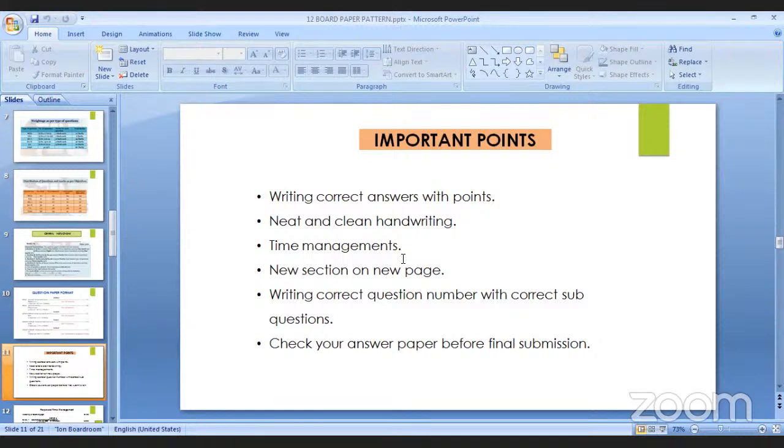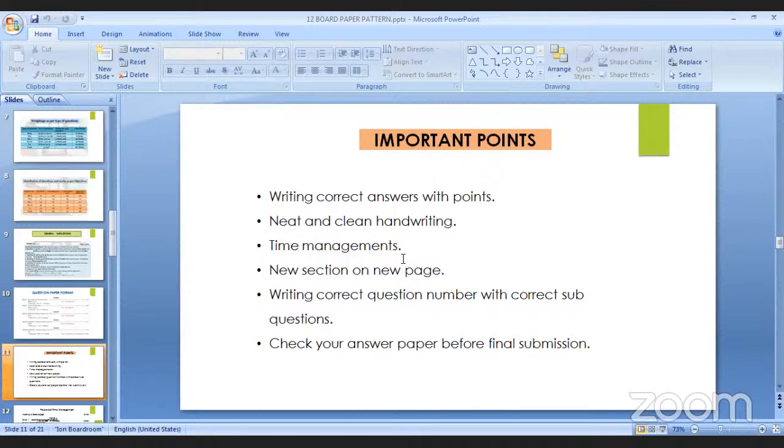So what I suggest is, when you go into the examination hall, they will give you your answer paper 20 minutes before. On the answer paper, you have to write everything properly. Whatever details are on the hall ticket, you have to mention very properly.